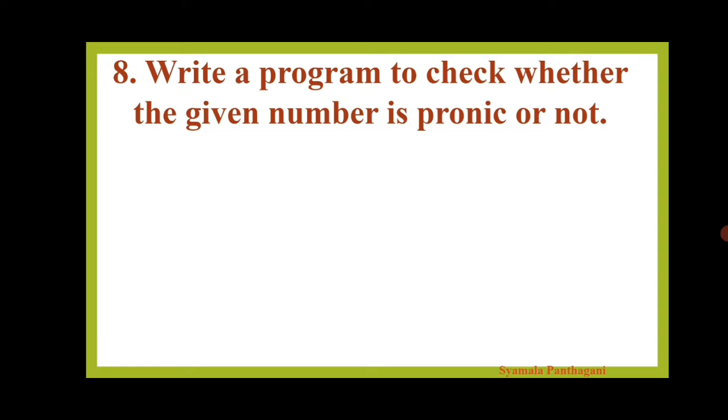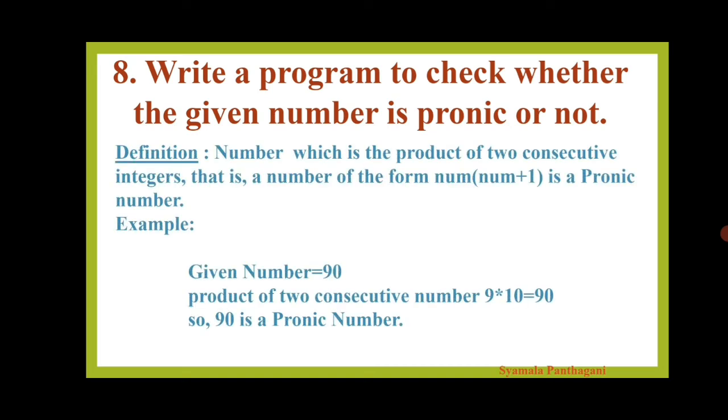First of all, what is a pronic number? The definition: a number which is the product of two consecutive integers, that is, a number of the form num into num plus 1, is a pronic number.